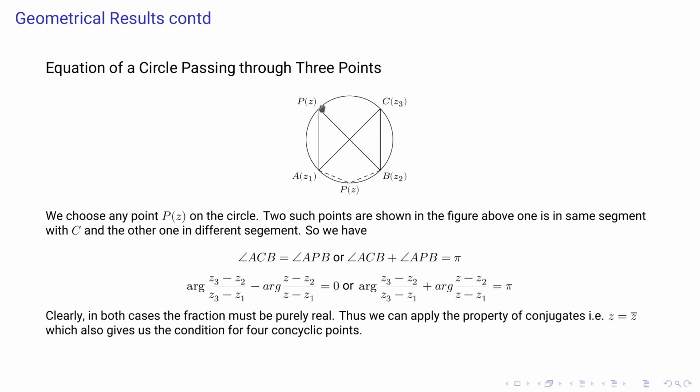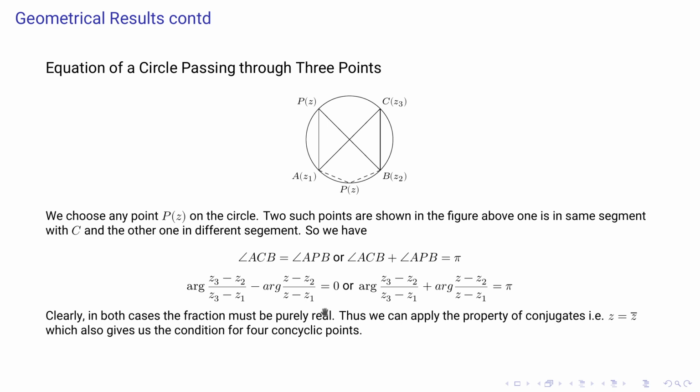So if you consider this point, because P and C are in the same segment of chord AB, angle APB will be equal to angle ACB, and since this is in a different segment, angle ACB plus angle APB will be equal to pi. That comes from geometry. Now, if this is the case, then we have this equation or this equation. So in both the cases, the fraction must be purely real.